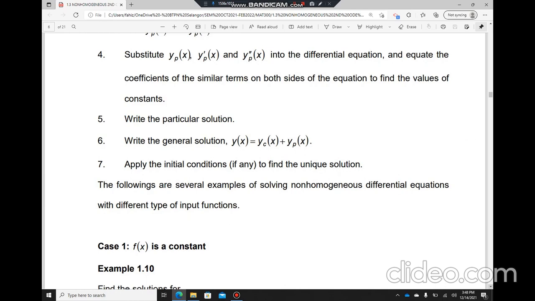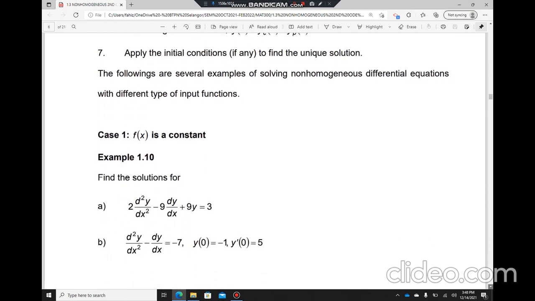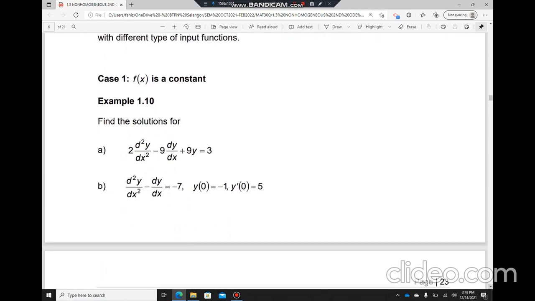The following are several examples of solving non-homogeneous differential equations with different types of input functions. We will look at it case by case. For case number 1, f(x) is a constant, which means the right hand side is a constant value.